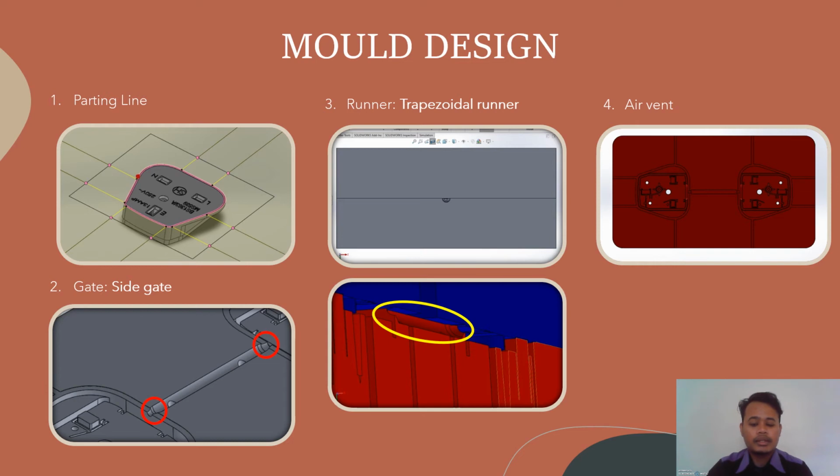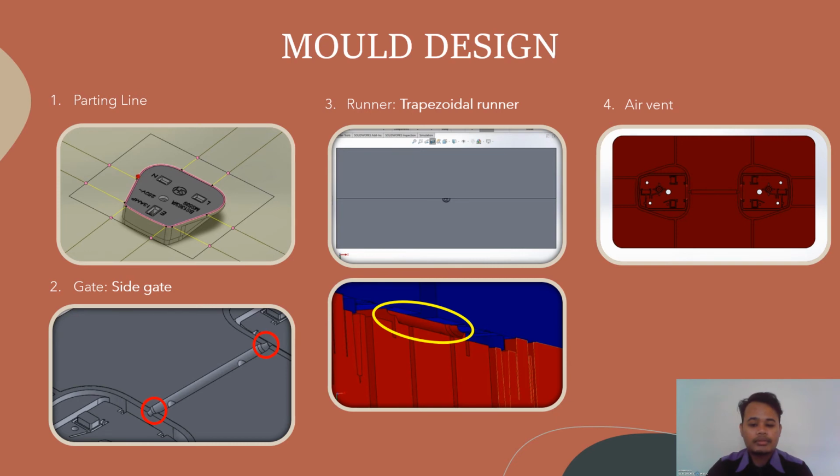Third is the runner. We are using a trapezoidal runner. It is a cheaper and efficient section. The trapezoidal runner should be designed with a taper of 2 to 5 degrees per side, with the depth of the trapezoid equal to its base width, as shown.